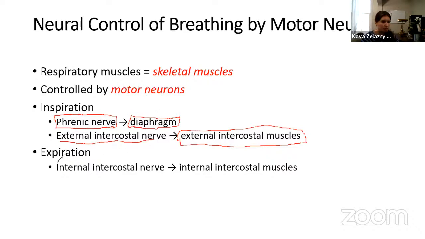Okay, so expiration is also caused by motor neurons. We do want to remember, just from before, that expiration is usually passive. So usually it's just our diaphragm and external intercostal muscles relaxing. So when we're saying that the internal intercostal nerve is stimulating the internal intercostal muscles, what we're talking about is forced expiration. So those are just additional notes right there.